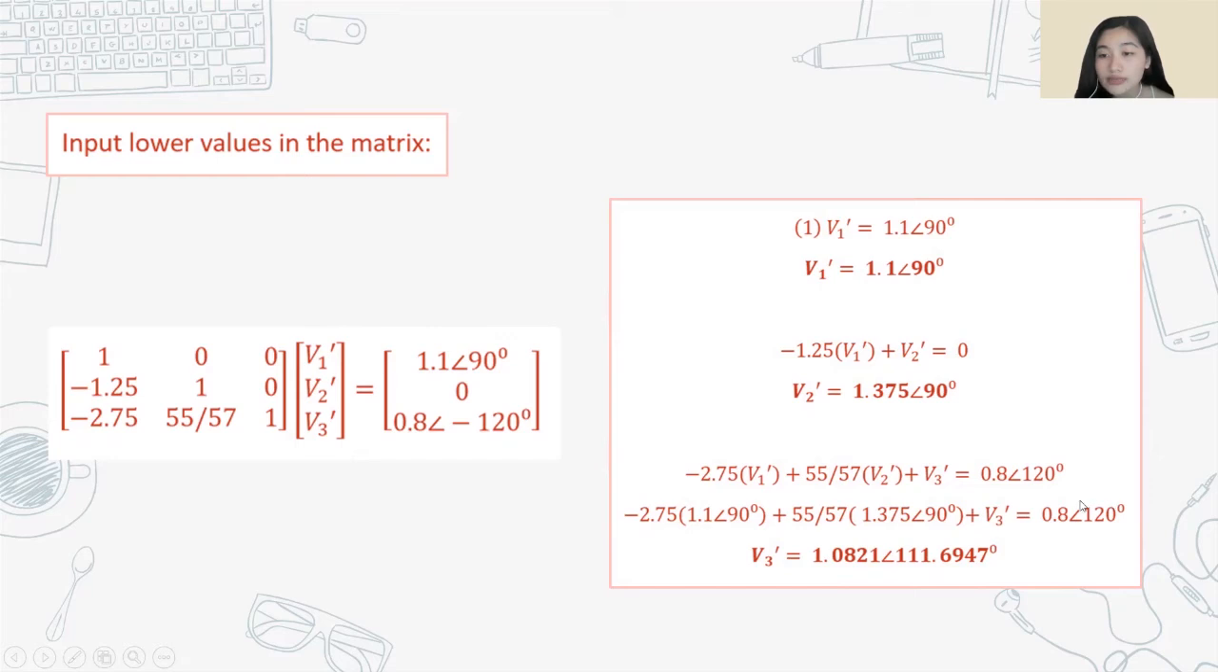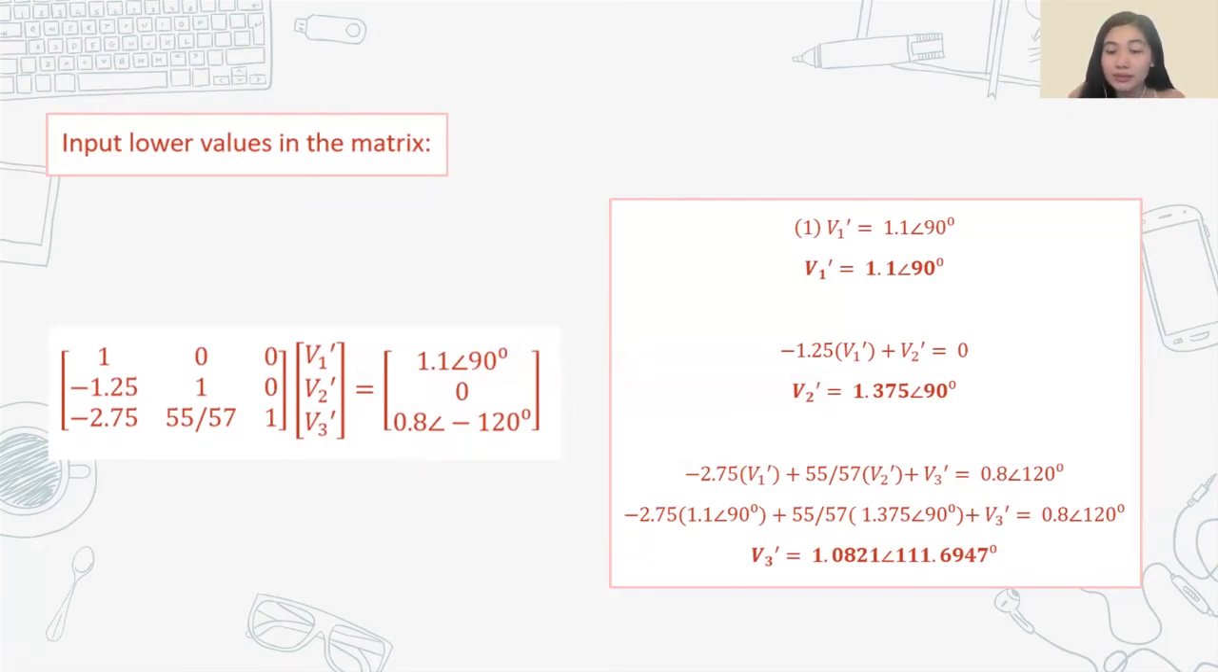The moment we divide this 0.8 at an angle of 120 by the sum of these two terms, that means our V1 prime is 1.1 at an angle of 90, our V2 prime is 1.375 at an angle of 90 degrees, and our V3 prime is 1.0821 at an angle of 111.6947 degrees.